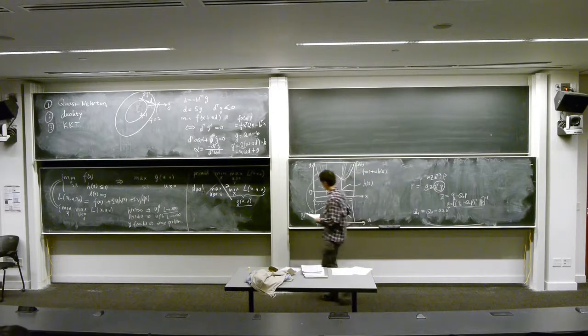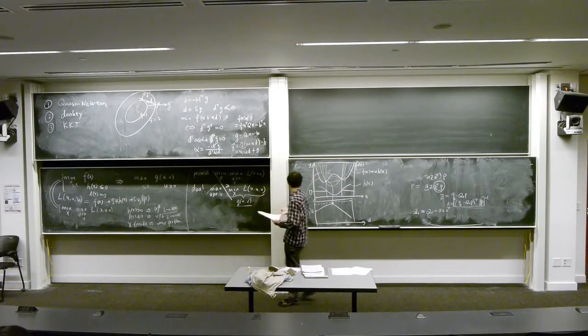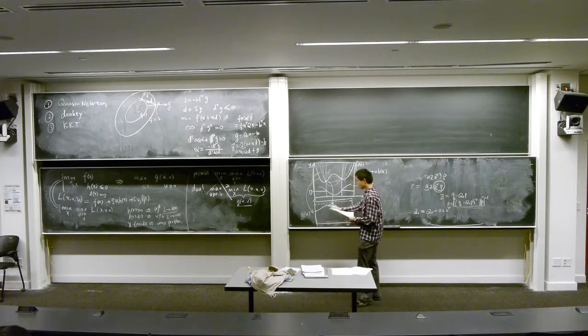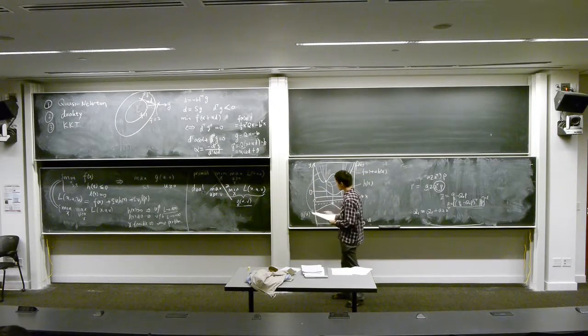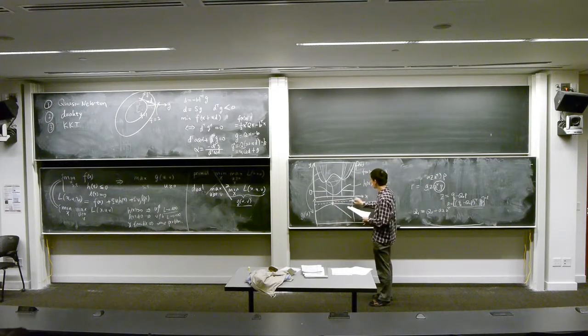And that agrees with our analysis that the primal solution is always greater or equal to the dual solution. And the dual problem is to maximize g of u over u greater or equal to 0. That gives us this dual solution. This is the duality gap.